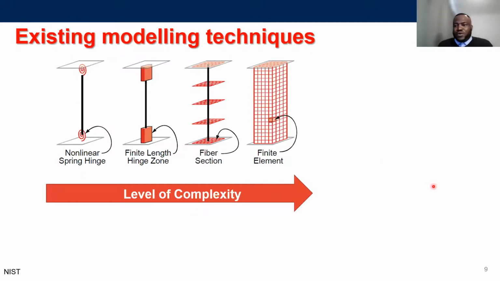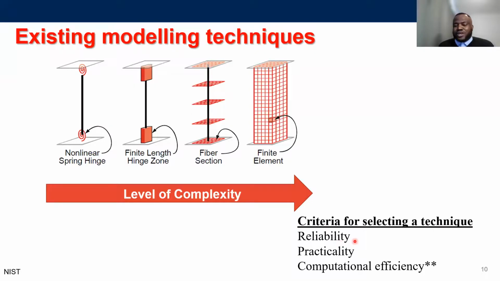So this is a plot that you should all be familiar with, I guess. It shows the types of numerical modeling approaches available for capturing the response of structural components. You could use any of these approaches to model the response of your component, but it's important to think about the criteria for selecting the technique. The things we tend to think about are the reliability of the approach, the practicability of the approach, as well as computer efficiency.